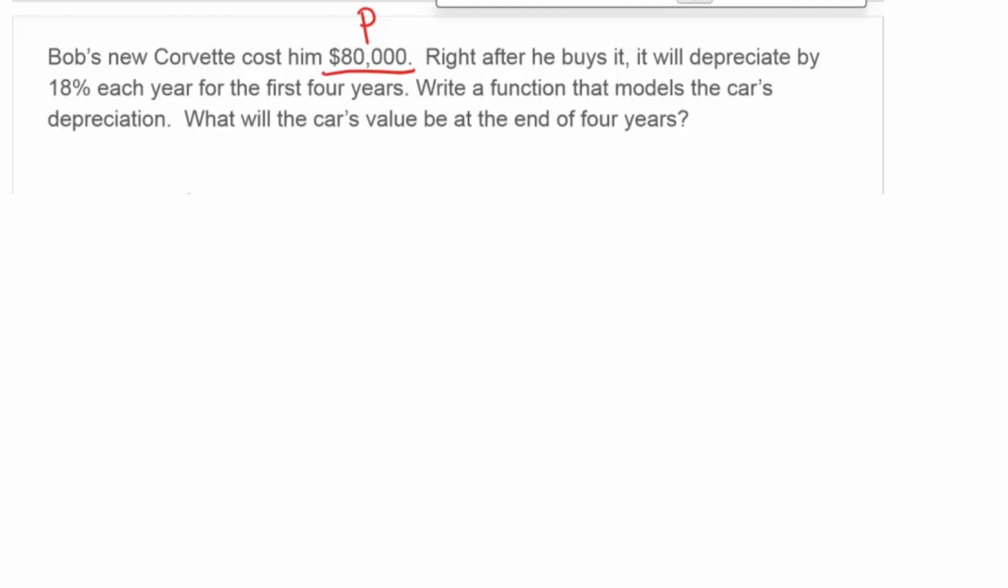And then it says it will depreciate, which means it will decrease in value. So we're going to be subtracting from that 100%. And then our percent is 18%. So we would write that like 0.18, like a decimal. And then we're trying to find how much it will be worth at the end of 4 years. So that will be our time, will be 4. And again, it's asking for the ending amount. So it's asking for A.